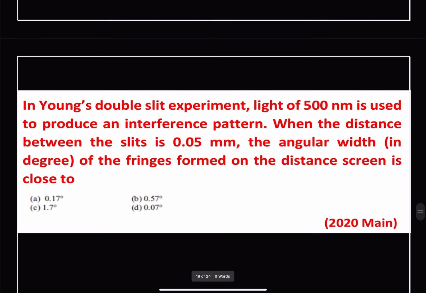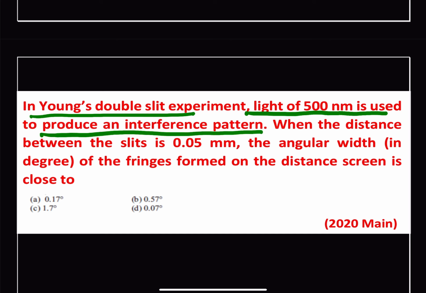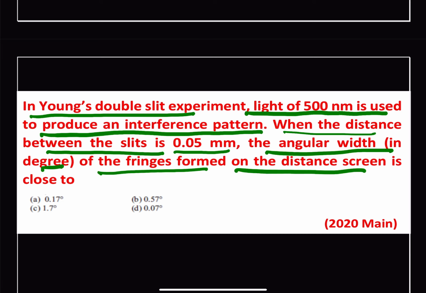Next question. It states that in Young's double slit experiment, light of 500 nanometer is used to produce an interference pattern. When the distance between the slits is 0.05 millimeter, the angular width in degrees of the fringe formed on the distant screen is close to what? So we have to find out the angular width in this experiment, and we are given the wavelength as well as d.